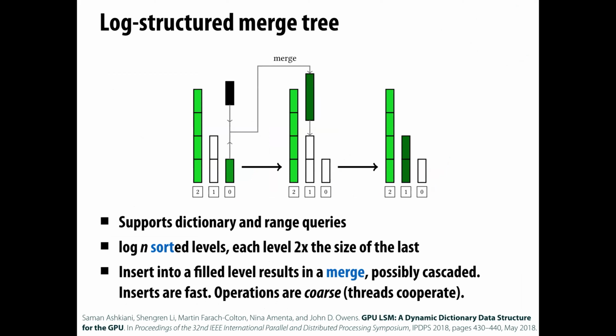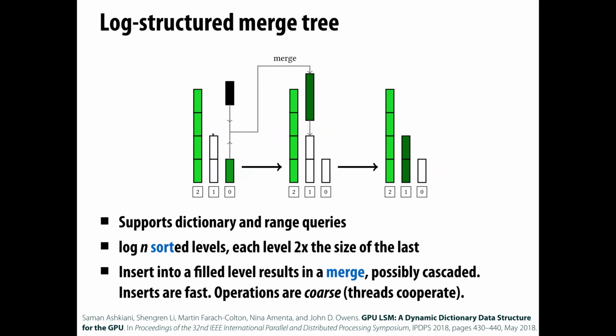All right, so the first one that I want to talk about is a data structure that supports dictionary queries. So, a membership query or a key value lookup, but it also supports range queries. We want to be able to say, hey, tell me all the keys that are between this lower bound and this upper bound. And so here's what this data structure is going to look like.